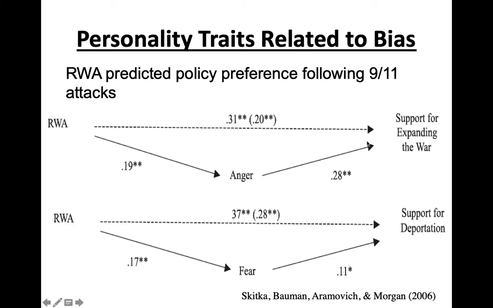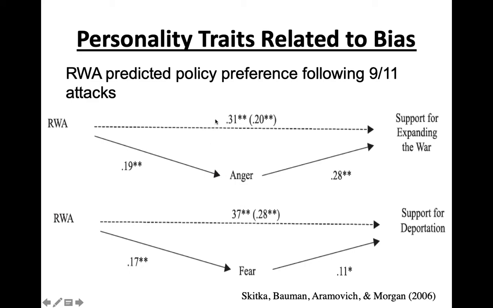Okay, and then our two outcome measures. The first was support for expanding the war. We asked people the extent to which they agreed that the war on terrorism should be expanded to Iraq and other countries suspected of harboring and supporting terrorists. So that is expanding the war beyond just Afghanistan. And then the other question was the extent to which they supported deportation policies. They were asked the extent to which they agreed or disagreed with the idea that certain groups, including Arab Americans, Muslims, and first-generation immigrants, should be deported from our country.